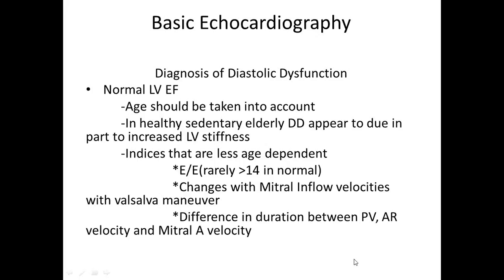Left atrial volume index greater than 34. Tricuspid regurgitant velocity greater than 2.8 meters per second. If you have 3 out of those 4 things present, then the patient has diastolic dysfunction. All right, so that is the diagnosis of diastolic dysfunction in someone with normal left ventricular ejection fraction.